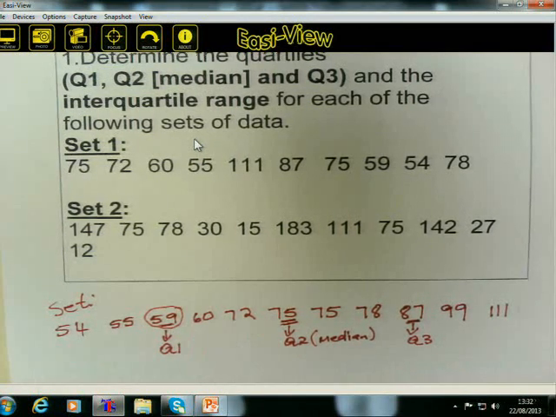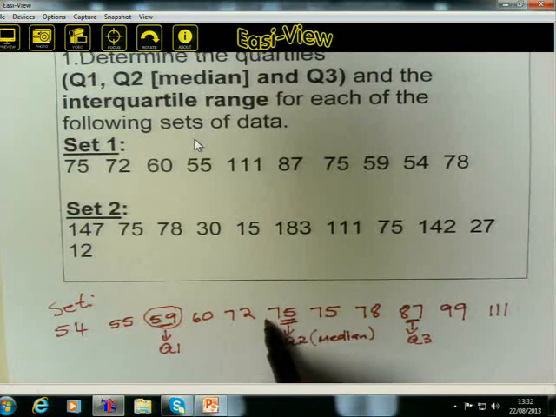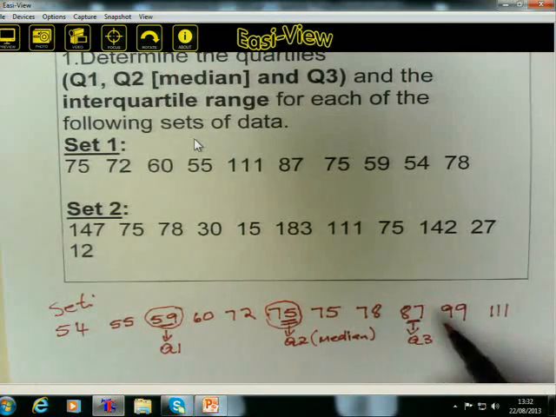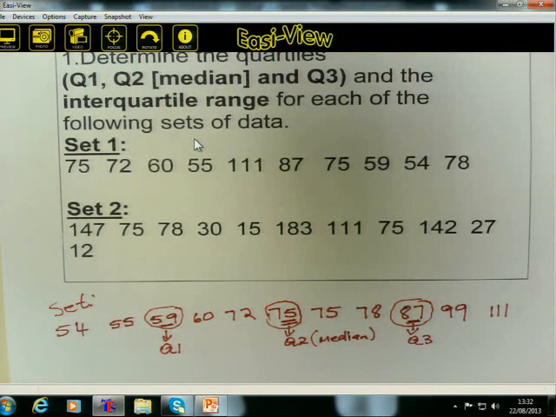59 is our Q1. 75 is our median or Q2. And then 87 is our Q3. I hope you also have those answers, grade 12s. Yes, you got them right if you have 59, 75, and 87.